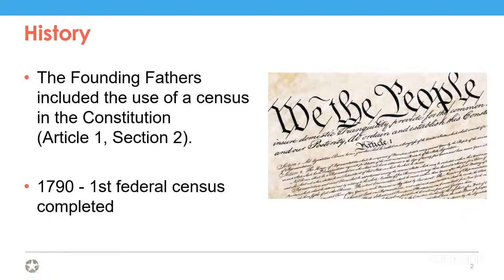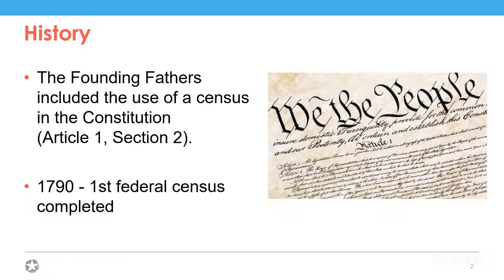So we're going to do a quick rundown of the history of the census because we have not always done it the same. It has evolved greatly over the years. The founding fathers included the use of a census in the Constitution. It is Article 1, Section 2.